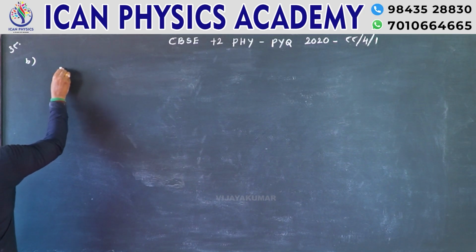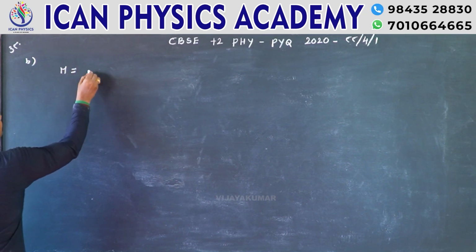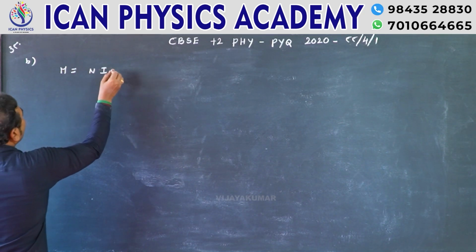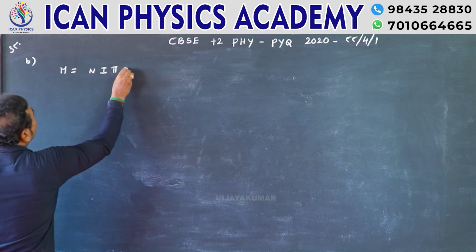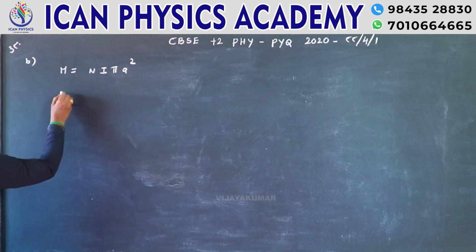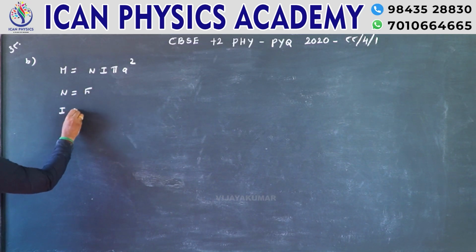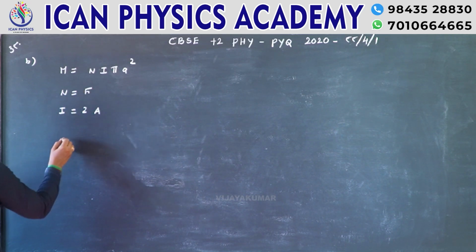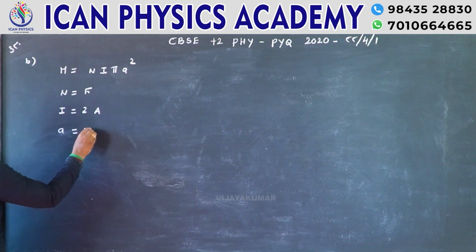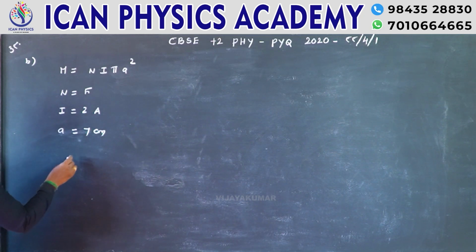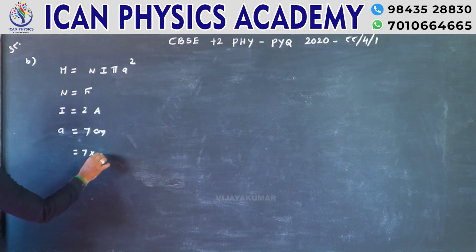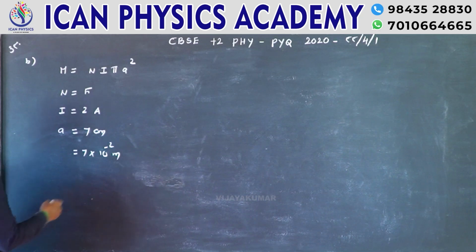So what is the magnetic moment? That is N I pi A square. What is N? N is the number of turns, which is 5. What is I? I is the current, which is 2 ampere. What is the radius? 7 centimeter. Convert the centimeter into meter. So 7 into 10 to the power minus 2 meter.